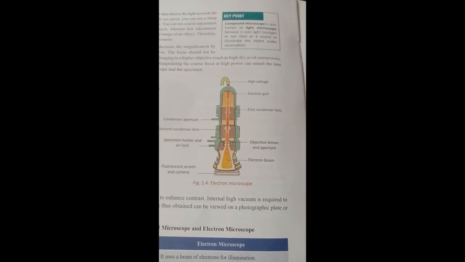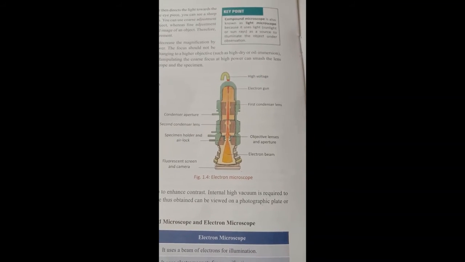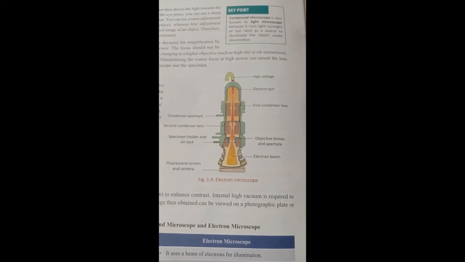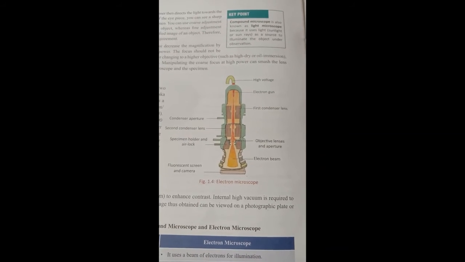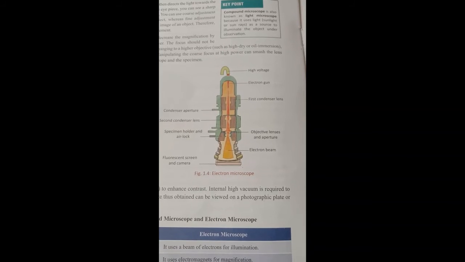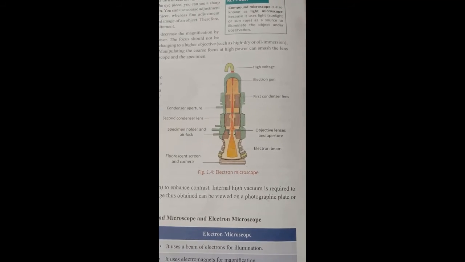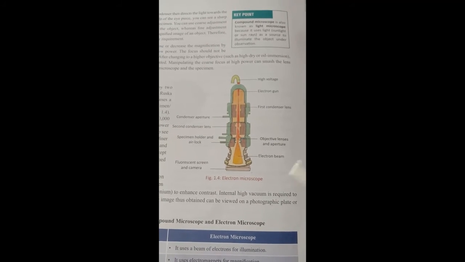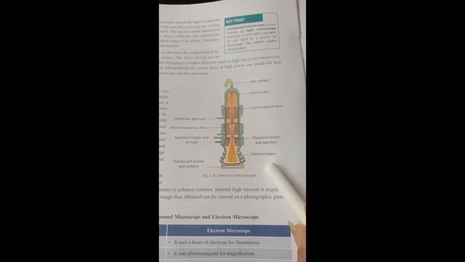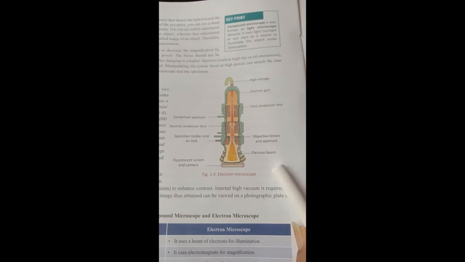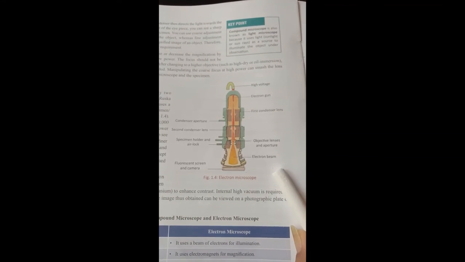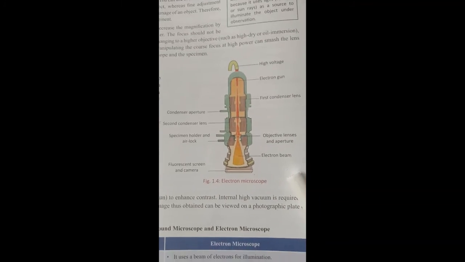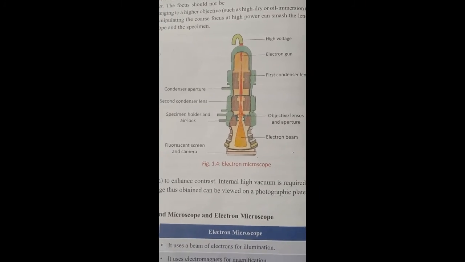So it is widely used at the higher level for research work in biology, and in a normal school laboratory we use a simple microscope. For some higher classes we need a compound microscope, and even in college we need a highly compound microscope, but electron microscopes are used as research field microscopes for biologists and those who are doing a doctorate in biology. So this is about the electron microscope.